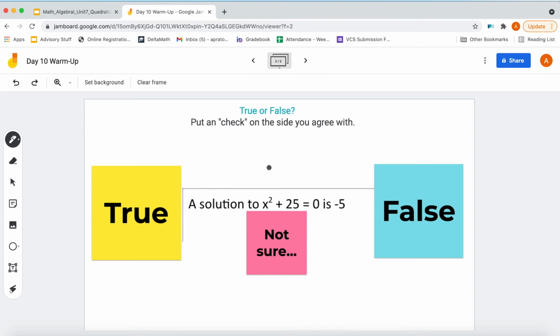And you can even tell students if they want to change their response as they go, they can erase their check mark and put it somewhere else. They can change the colors of their check marks if they want to, have something unique about it.